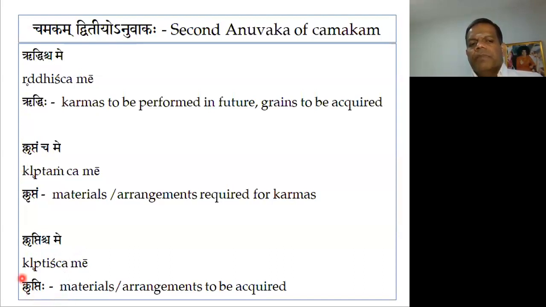Just the way kliptam is whatever we acquired, klipti is what is to be acquired. All the materials which we are going to arrange, get ready, let them also be beneficial. Kliptischame kalpata.